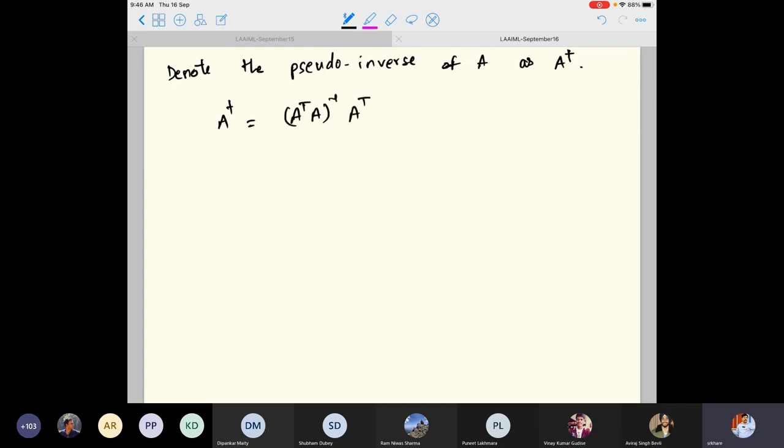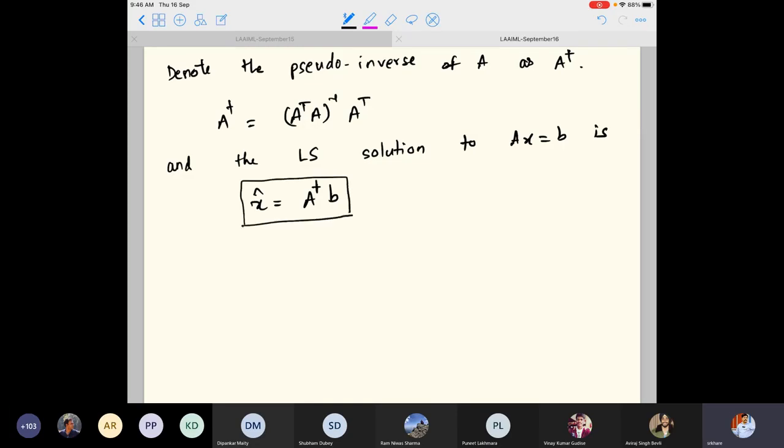And the least square solution, least squares I will write in short as LS. The least square solution to this problem Ax is equal to b is given by x hat is equal to A pseudo inverse b. So all you need to do is compute this pseudo inverse. Once you compute this pseudo inverse, then this is what you will get. So this is actually the solution x hat to the least squares problem that we started with.